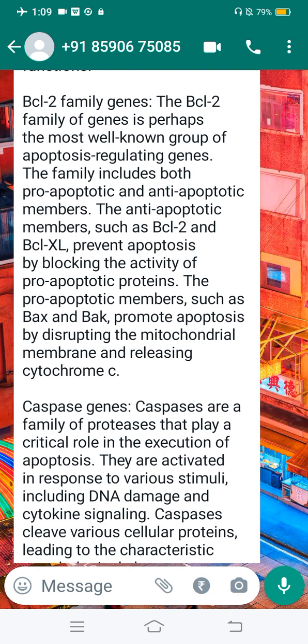So we can say BCL2 family genes are of two types. First type is the anti-apoptotic members, for example, BCL2 and BCLXL. These prevent the apoptosis process by blocking the activity of pro-apoptotic proteins. But the latter type, the pro-apoptotic members, promote the apoptosis, for example, BAX and BAC.